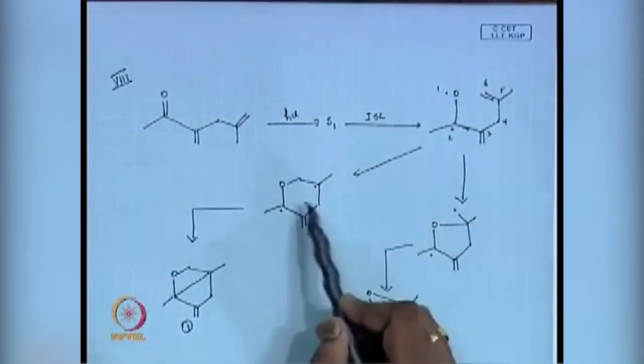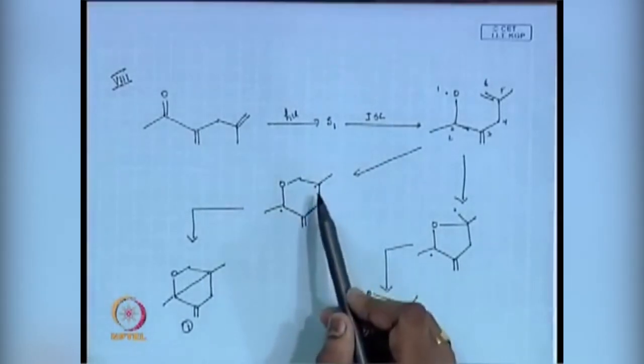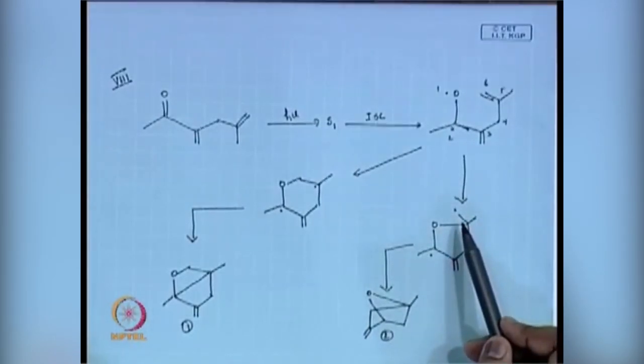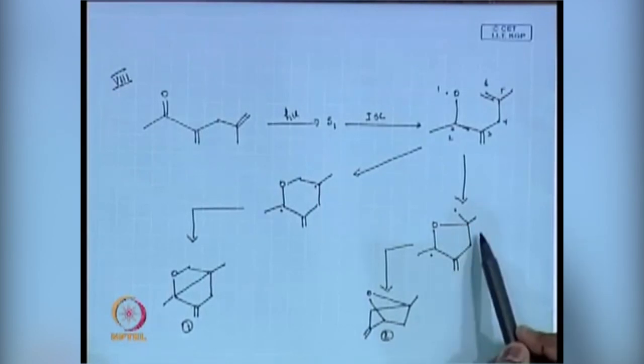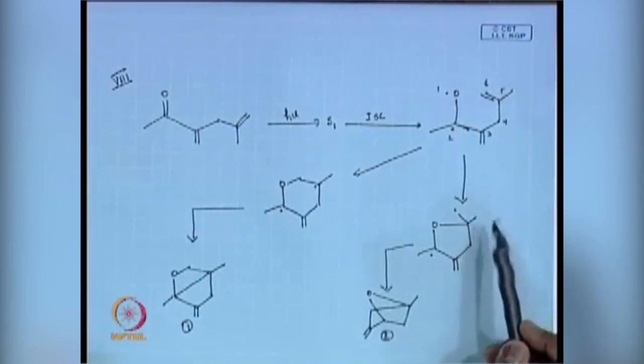So, with respect to the radical, this one is much more stable, and it is again a 1,4 diradical which I can cyclize. He thinks about Baldwin's rules, okay. That is also possible. So only here do you get a system like this.